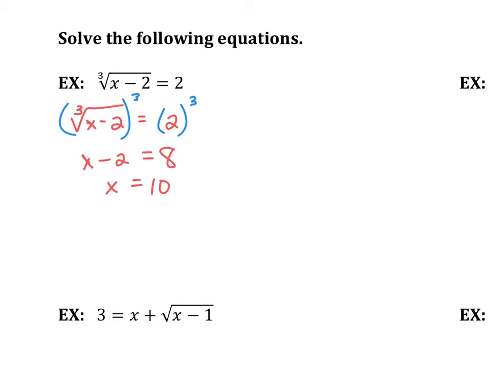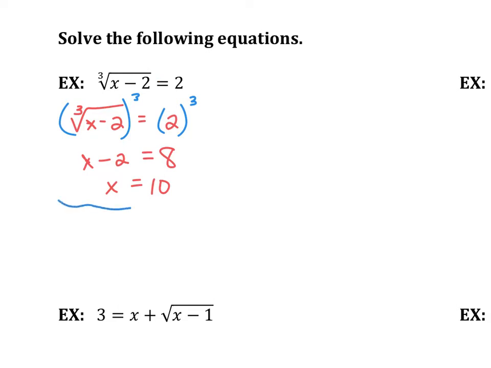The thing you need to know about solving radical equations is that this process of cubing both sides of the equation, or if it were a square root equation, the squaring process of both sides of the equation, can introduce what are called extraneous solutions, or extra solutions. So we need to check this answer and see if it works in the original equation. So let's do that now.